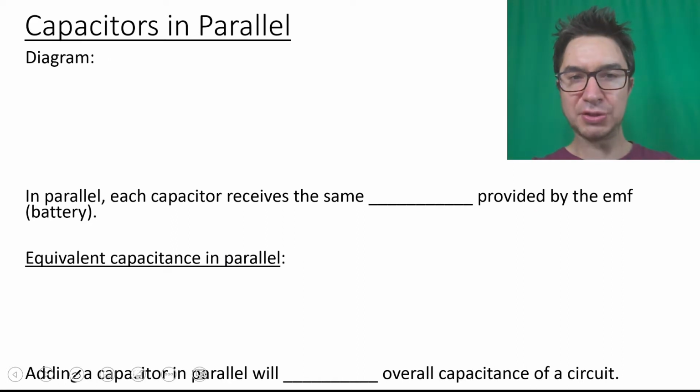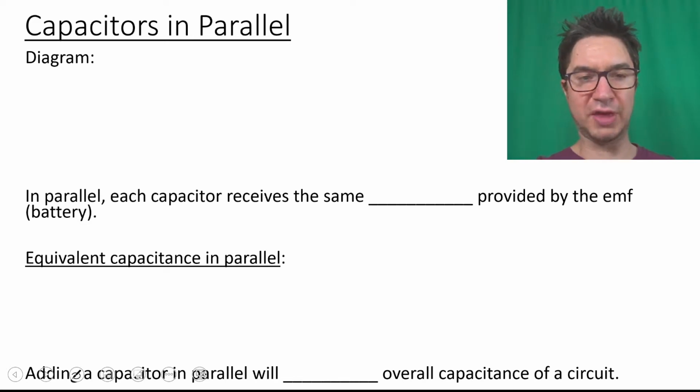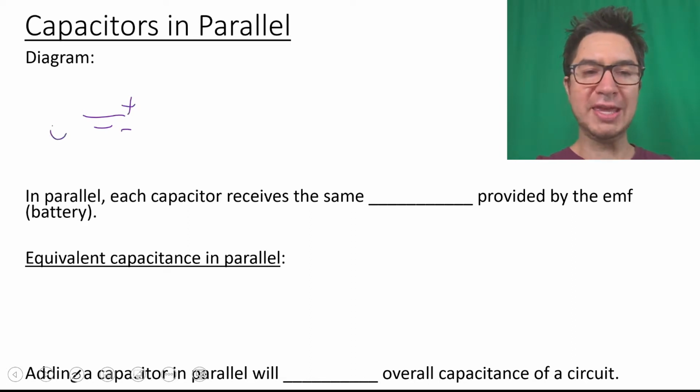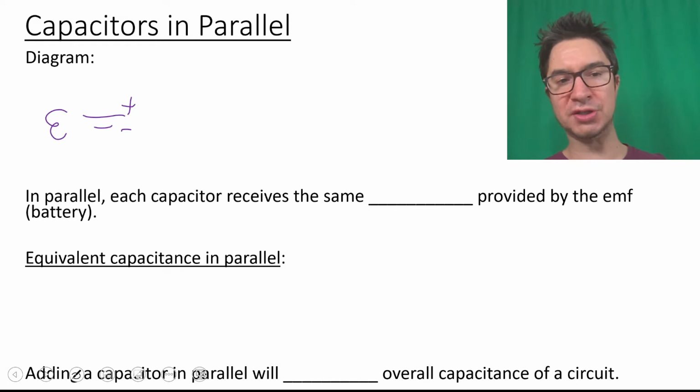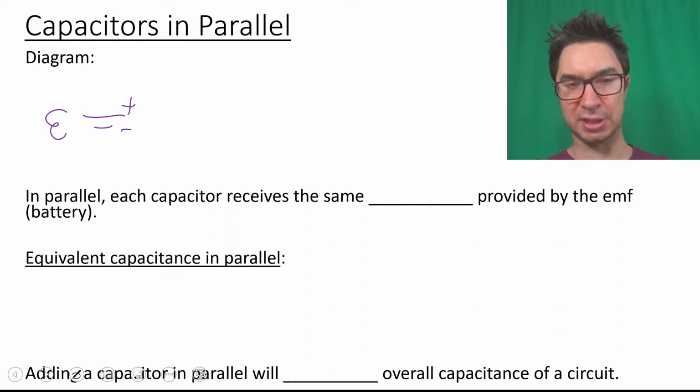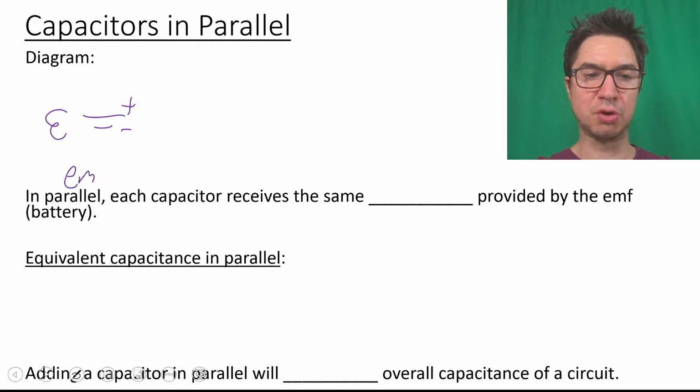When we look at capacitors in parallel, we want to start out with a basic diagram. So our diagram will start with a voltage source. So here is our voltage source. Here's our positive terminal and our negative terminal, of course. We're going to call this our EMF. Now, what I've drawn there is an uppercase Greek epsilon, and that stands for EMF. EMF, of course, stands for electromotive force.